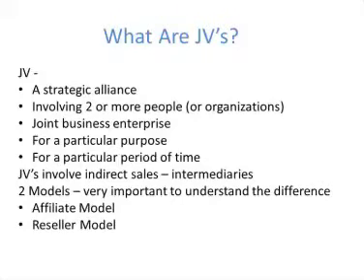Okay, what's the definition of a JV? A JV is a strategic alliance involving two or more people or organizations for a joint business enterprise for a particular purpose and for a particular period of time. And JVs assist you with your sales as intermediaries, and because they're intermediaries, we refer to JVs as indirect sales channels. There are two important models for structuring JVs. One is the affiliate model, which is the typical one, and then the other is the reseller model, and we'll talk about both in the video.